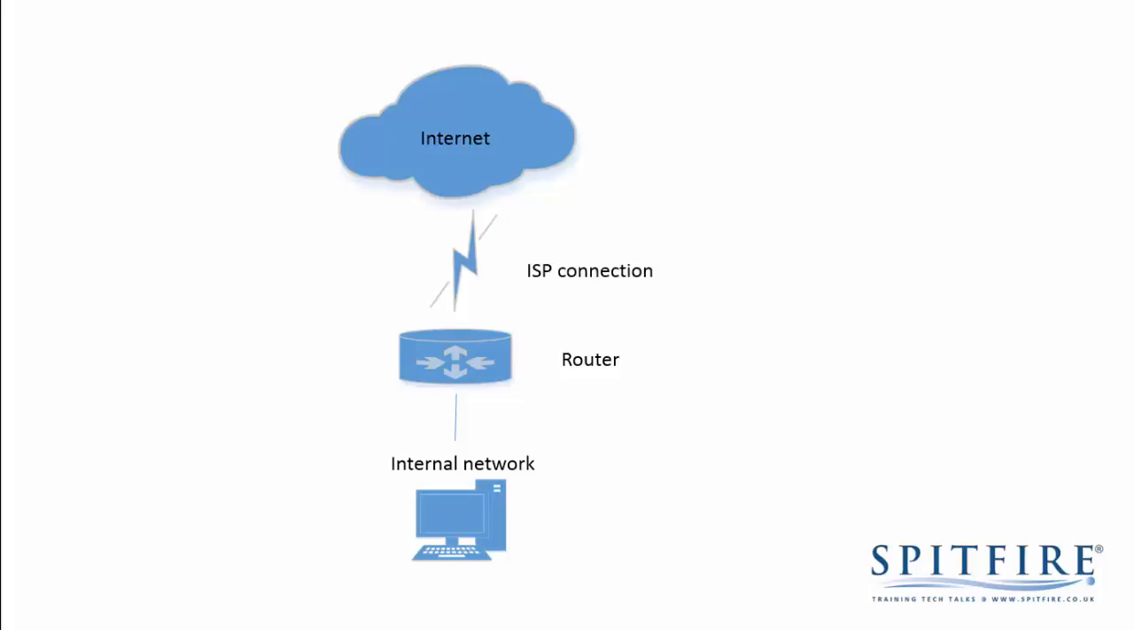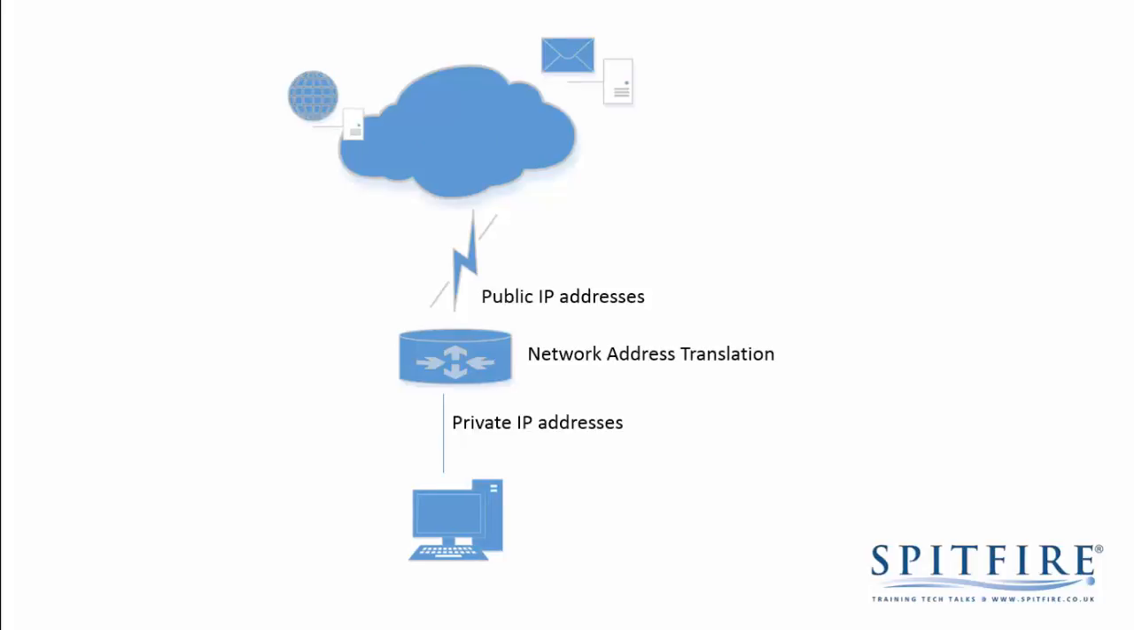To connect your internal network to the internet, you'll be using an IP router. The ISP connection might be broadband or Ethernet, it makes no difference. The device connecting your local network to the internet will be that router, which most often is supplied and managed by your ISP. And a very common deployment nowadays is that your router performs a network address translation function, or NAT.